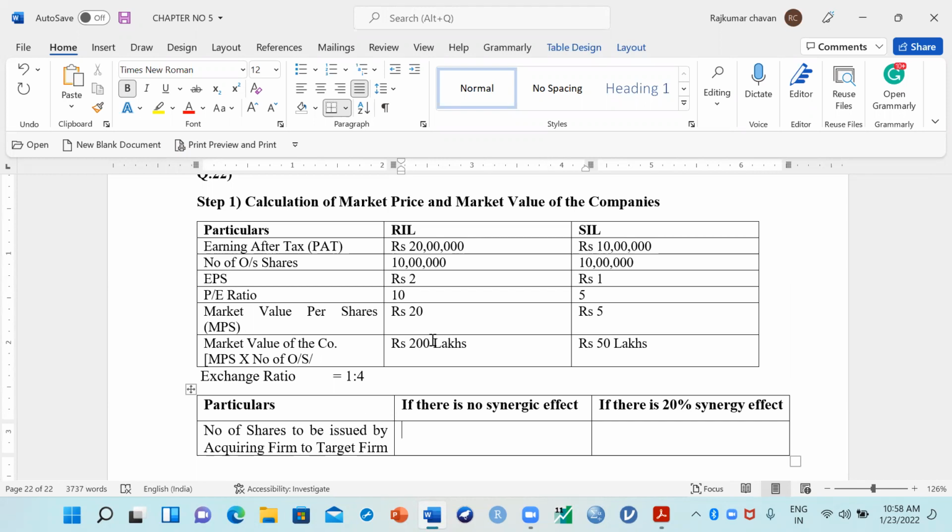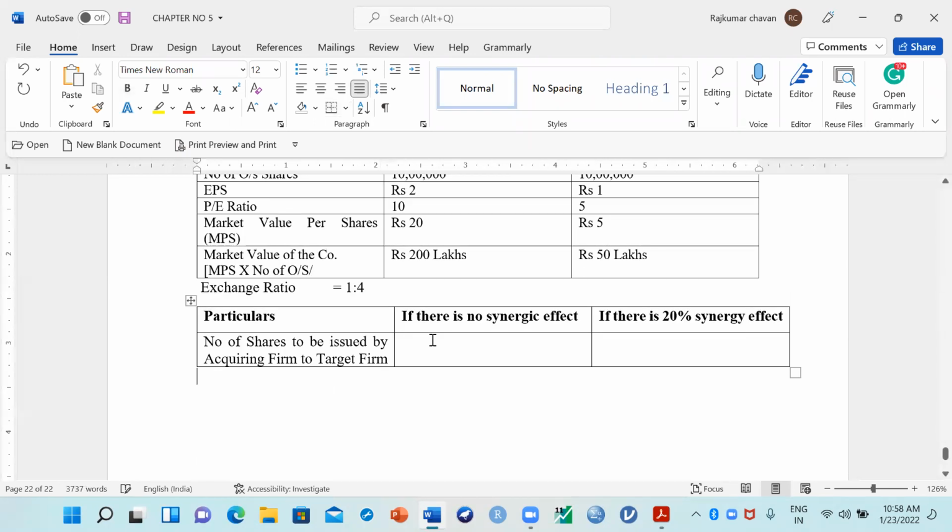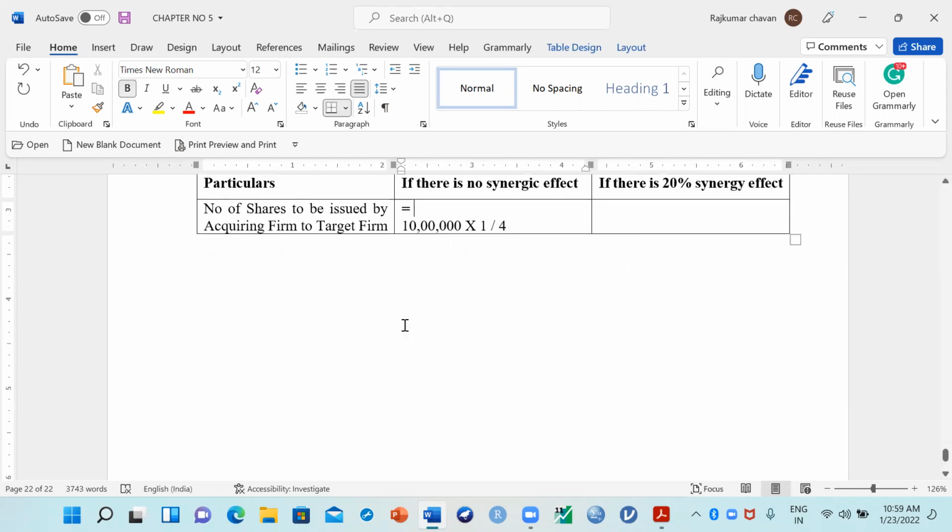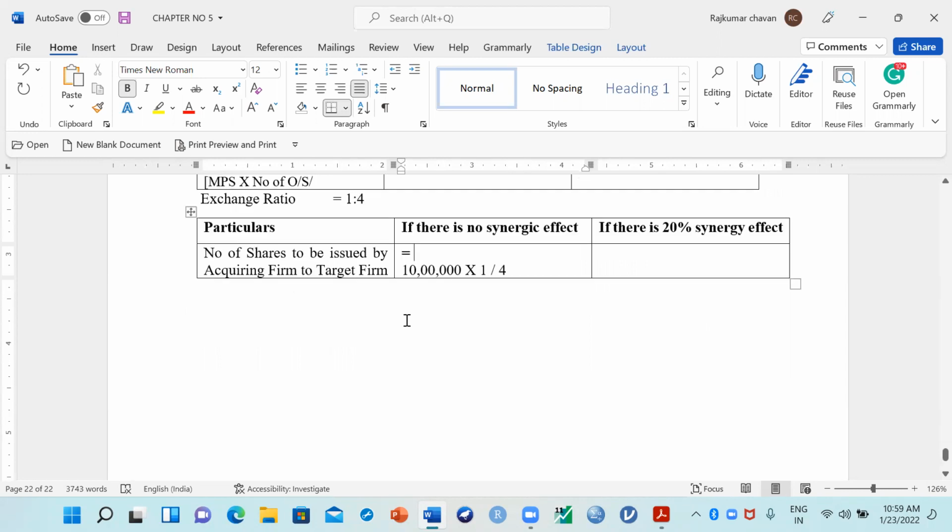Now how to calculate the number of shares if a particular company's exchange ratio is given? What is the total shares of the acquiring firm? There are 10 lakh shares, right? And what is the exchange ratio they are offering? 1:4 means in total how many shares do they have to issue? So 10 lakh into 1 divided by 4, how many shares will come? What is the number of shares to be issued here?